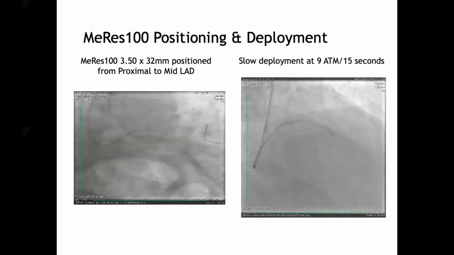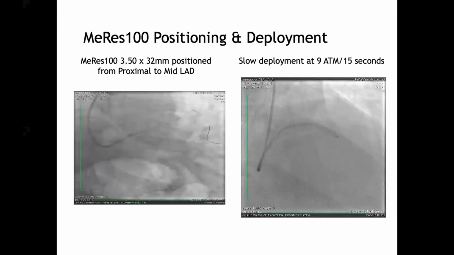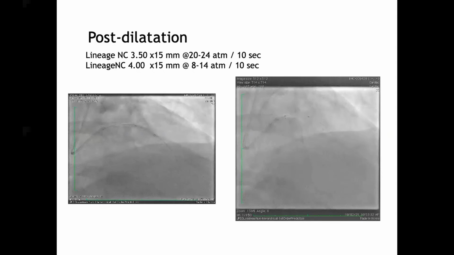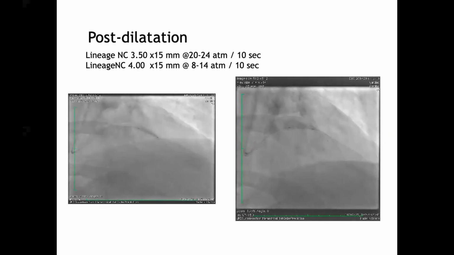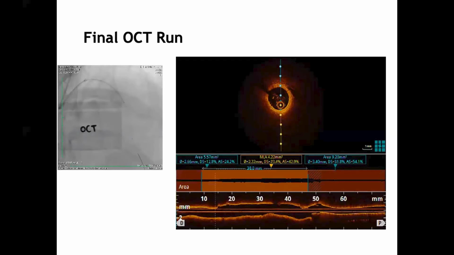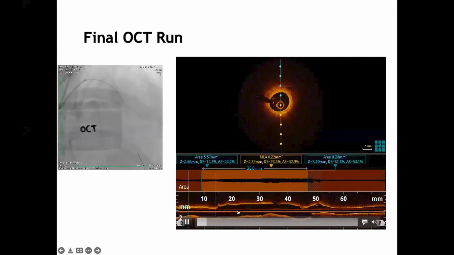Just for adequate preparation of the bed prior to BRS, and then a 3.5/32 BRS across proximal to mid LAD, covering the whole length of the lesion, and slowly deployed at 9 atmospheres as recommended by the manual, and then post-dilated initially with a 3.5 NC at 20-24 atmospheres, then with the 4 millimeter NC at 14 to 16 atmospheres. Then this is the post-PCI OCT.